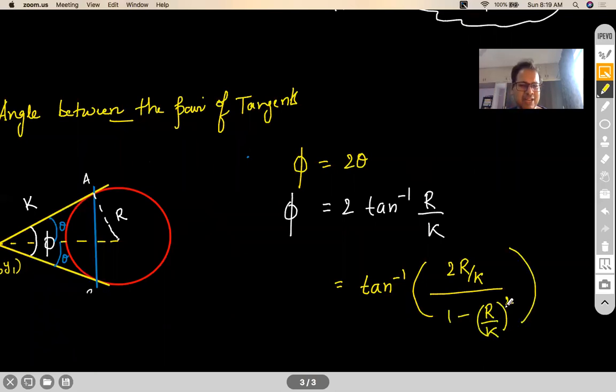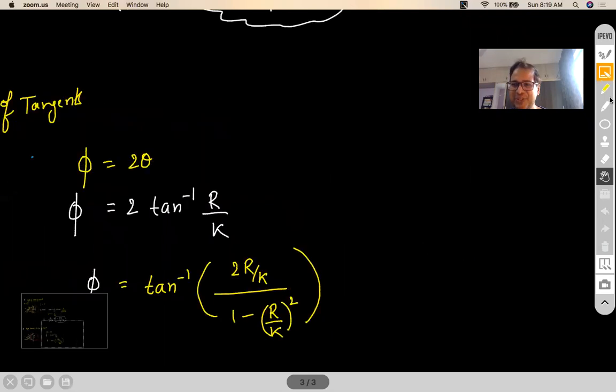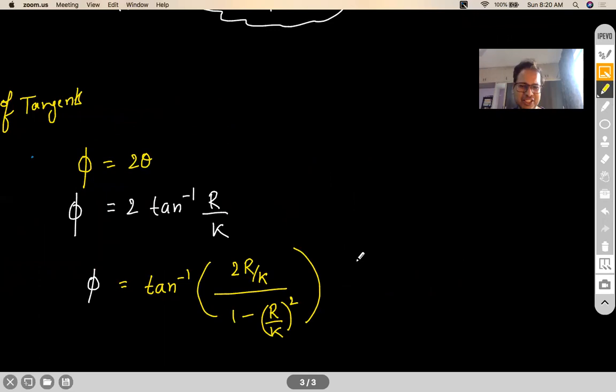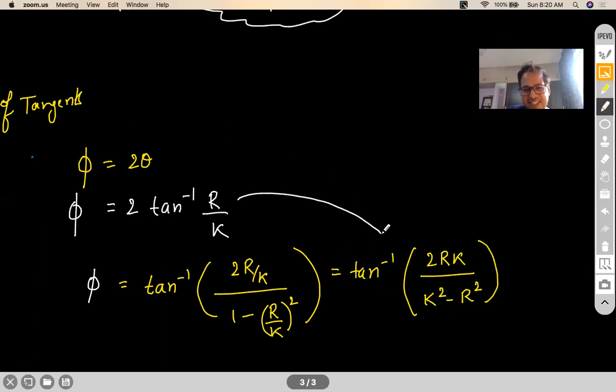Now, how does this formula actually come? All of you are studying inverse trigonometry, so I would like you to figure this out. And of course, on simplification, I can write it further as 2rk by k square minus r square. Can somebody tell me from here to here, how does this come?